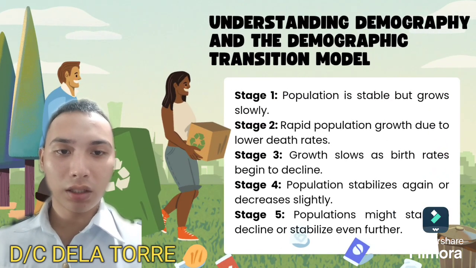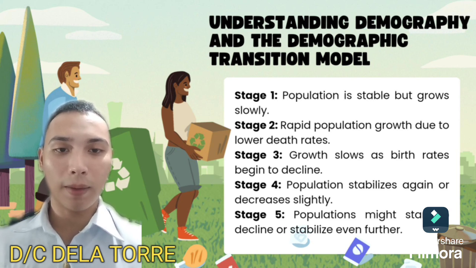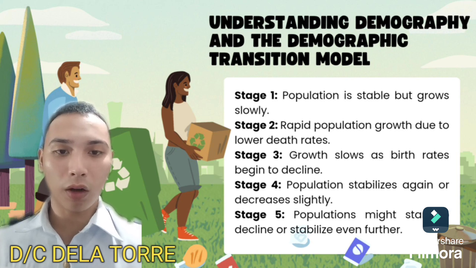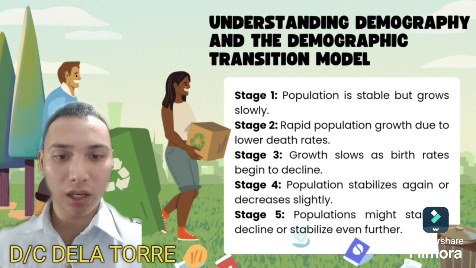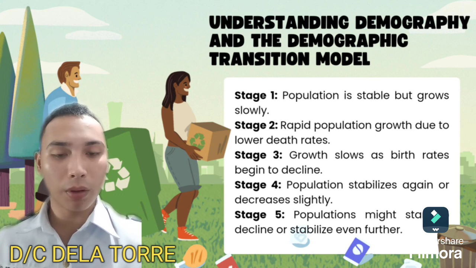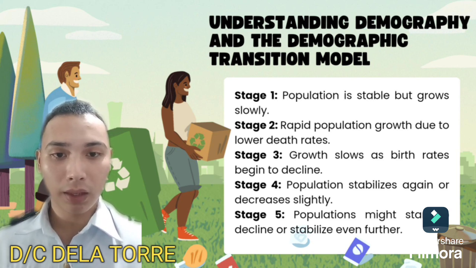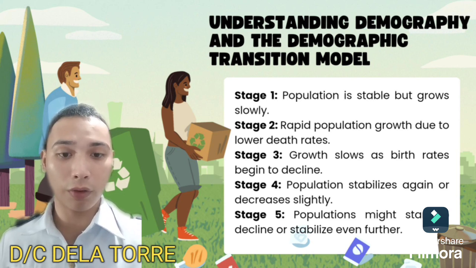Understanding demography and the demographic transition model. When we talk about humans, we get into demography. It is the study of how human populations change over time. Demographers look at the same things, like birth and death rates, to make predictions about future populations. Demographic transition is a model that explains how populations move through different stages over time.